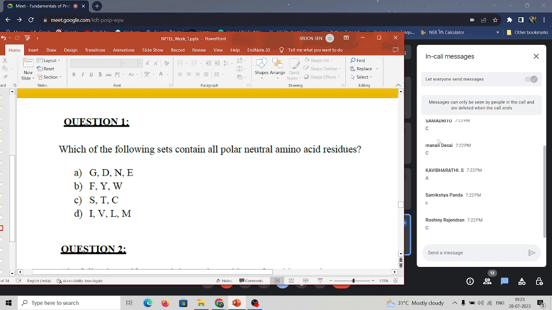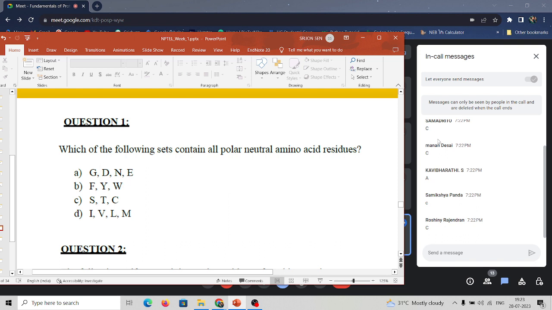The first option asks us to find the amino acids that are polar as well as neutral. Now when I say glycine, aspartic acid, asparagine, and glutamic acid, these are acidic groups. These are not neutral groups, so the first option gets deleted. The next one has aromatic side chains, and those are hydrophobic groups as well. Some of them are hydrophobic, so they are not polar.